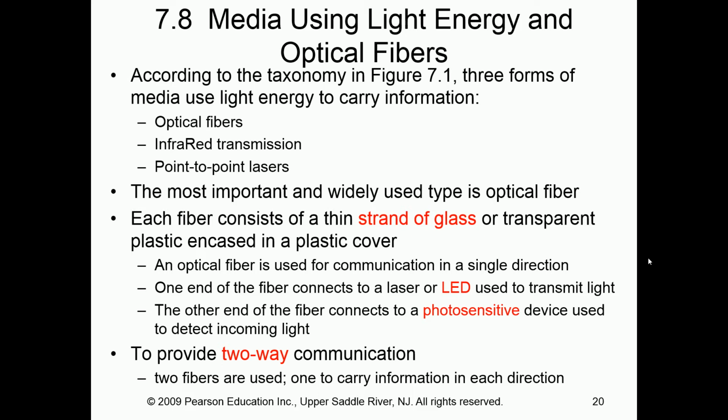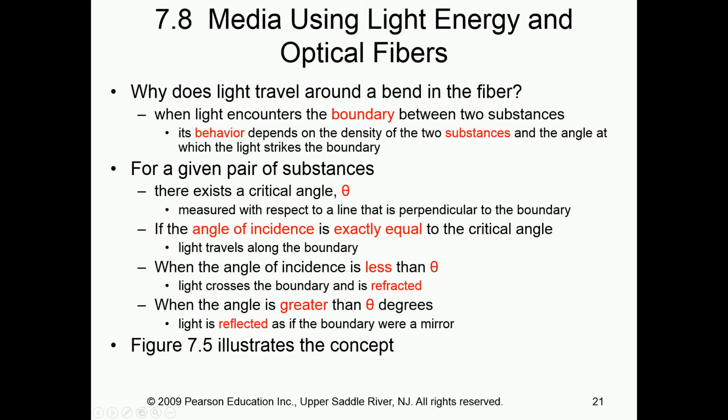These cables allow for one-way communication, so we have to have two cables to allow for two-way communication. Just like within our circuits, we had to have one for sending and one for receiving. Same thing here. So the next question then becomes, can light travel around a bend in the fiber? And the interesting thing here is we're looking for a critical angle.